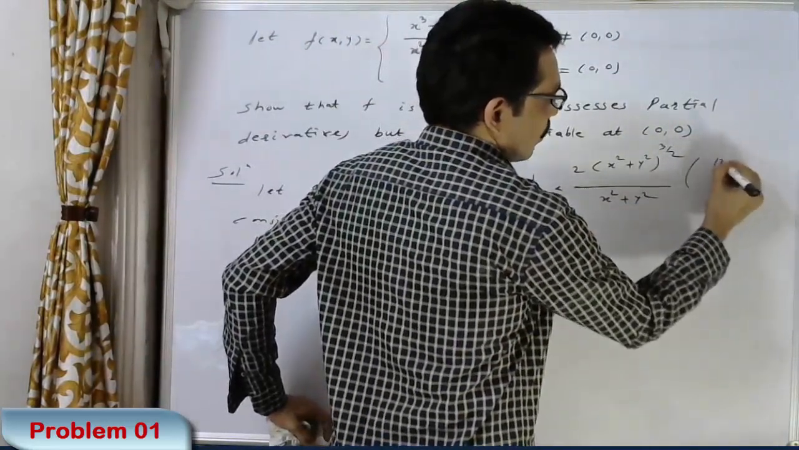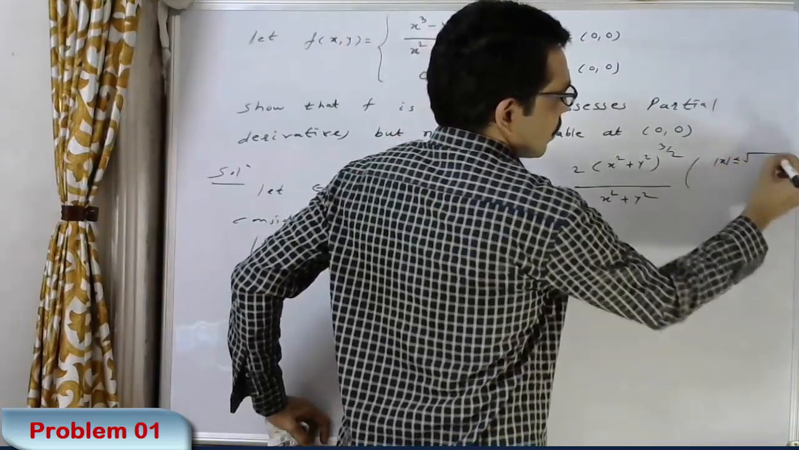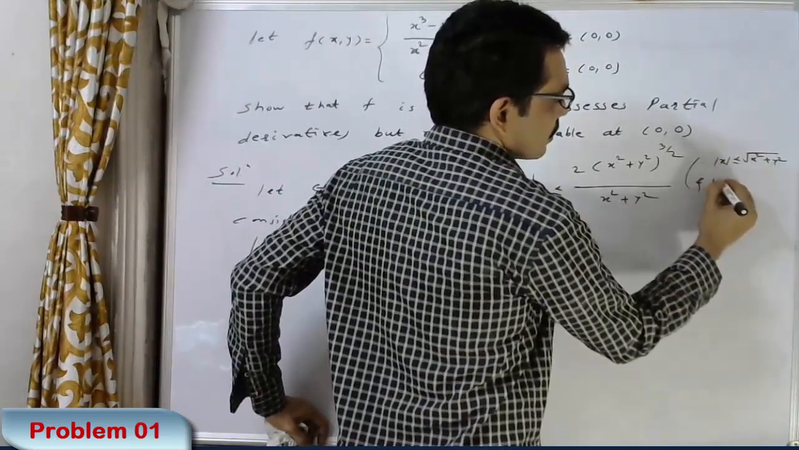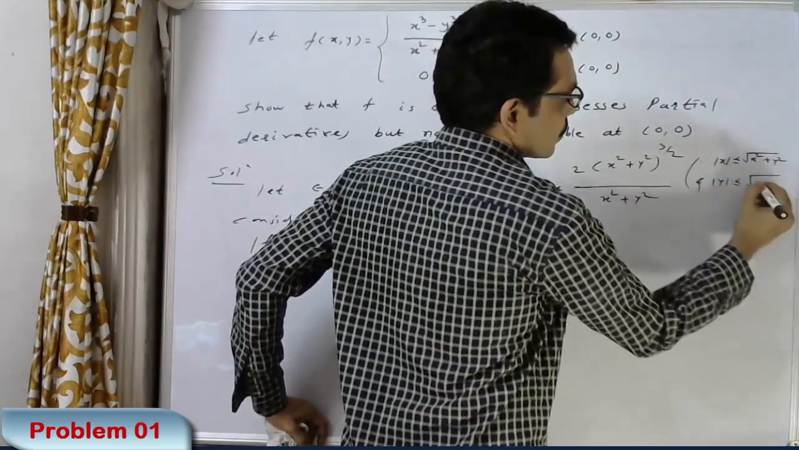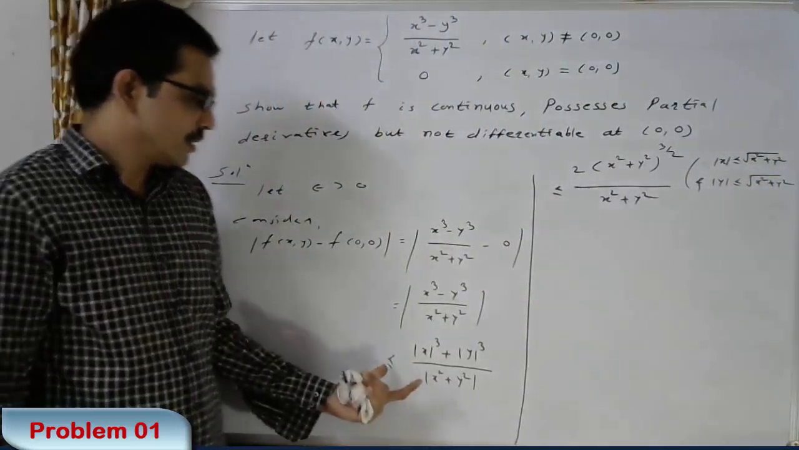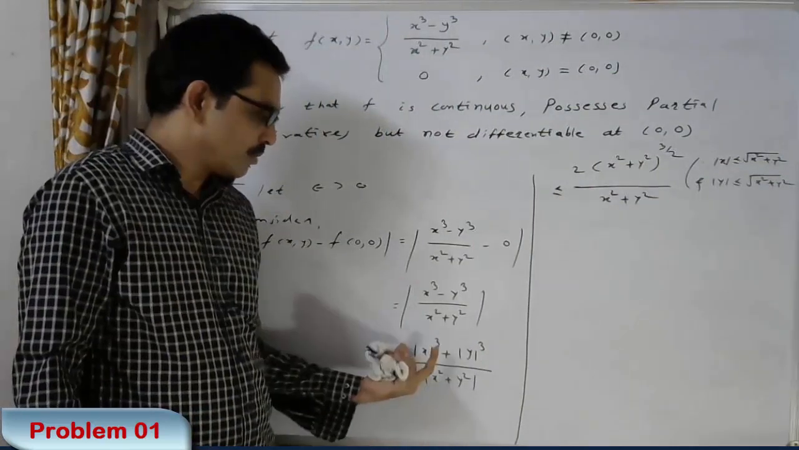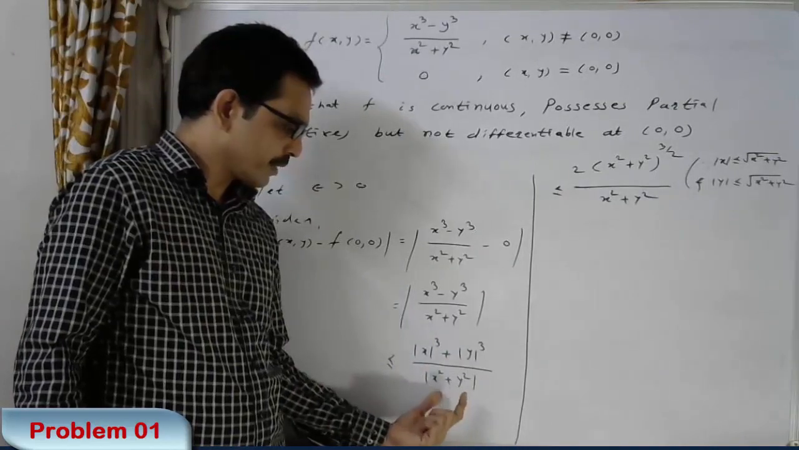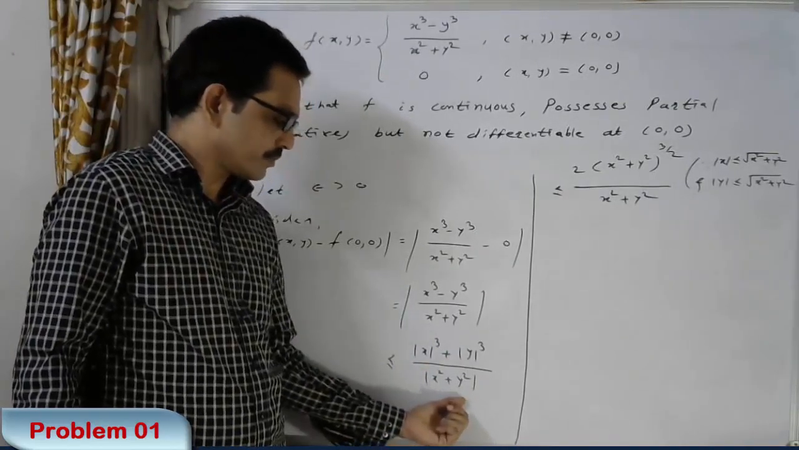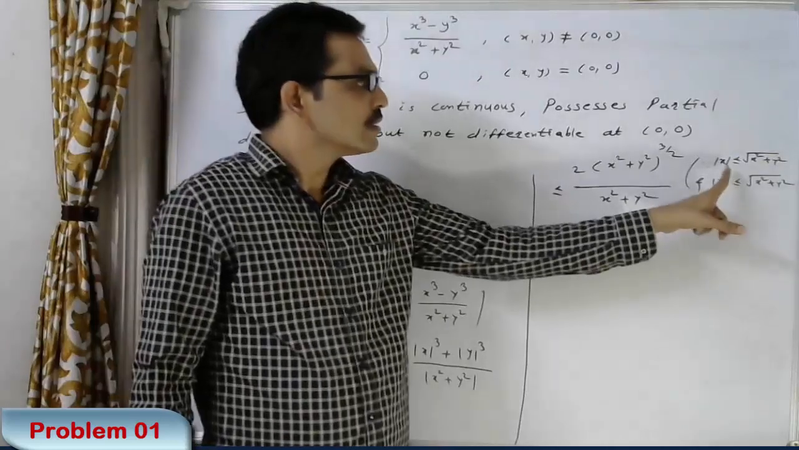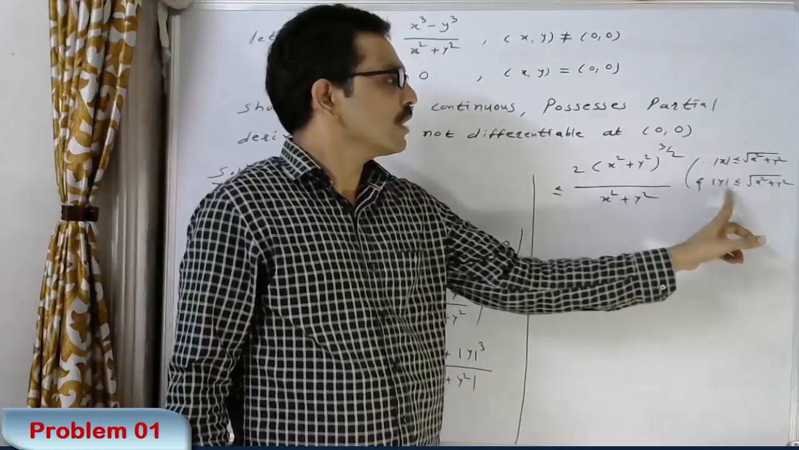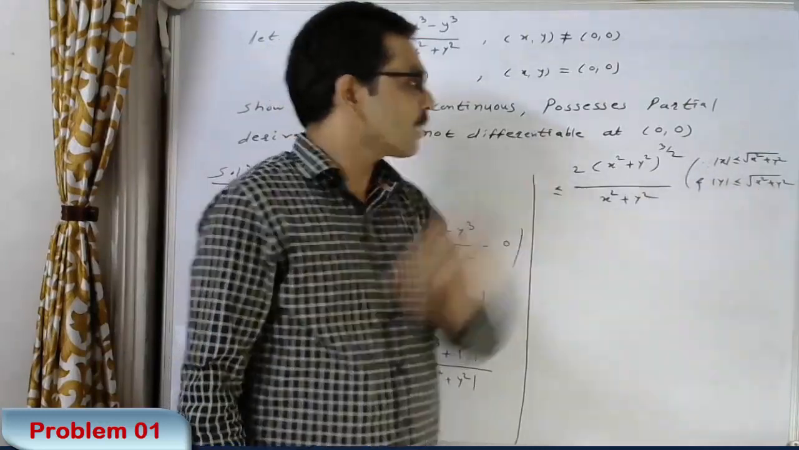Since mod of x is always less than or equal to the square root of x square plus y square, and mod of y is always less than or equal to the square root of x square plus y square, this one is less than or equal to mod of x cube plus mod of y cube divided by mod x square plus y square. But mod of x is always less than or equal to the square root of x square plus y square, and mod of y is always less than or equal to the square root of x square plus y square.